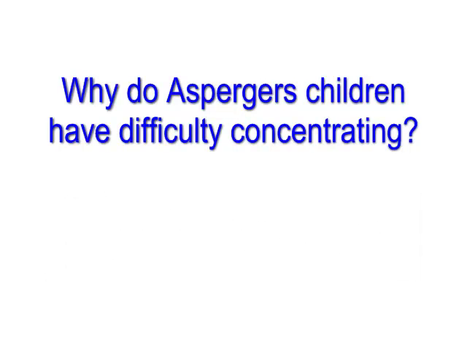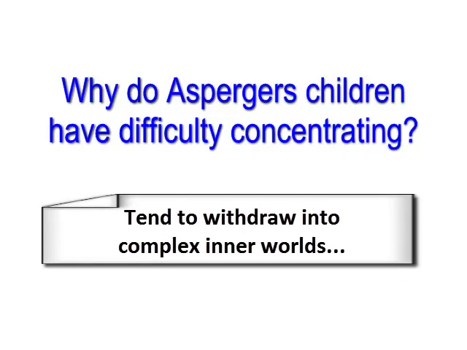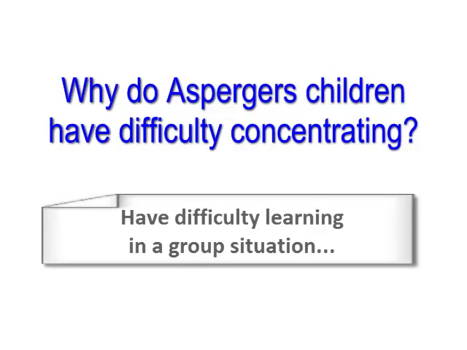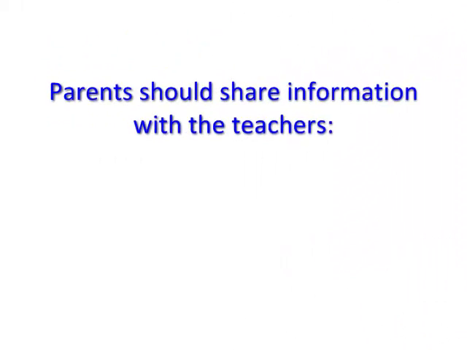Another reason for poor concentration is Asperger's kids tend to withdraw into complex inner worlds in a manner much more intense than is typical of daydreaming. And lastly, Asperger's kids tend to have difficulty learning in a group situation. Since parents are not in the classroom to help their Asperger's child, they should share information with their child's teachers, information that will help the teachers employ educational techniques specific to the Asperger's child. So that's what we'll look at next.